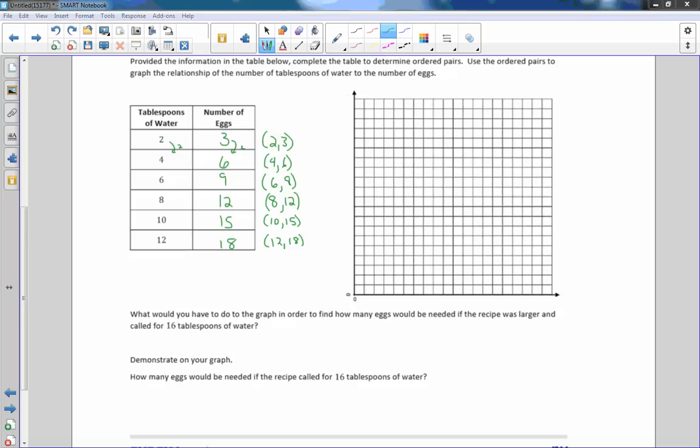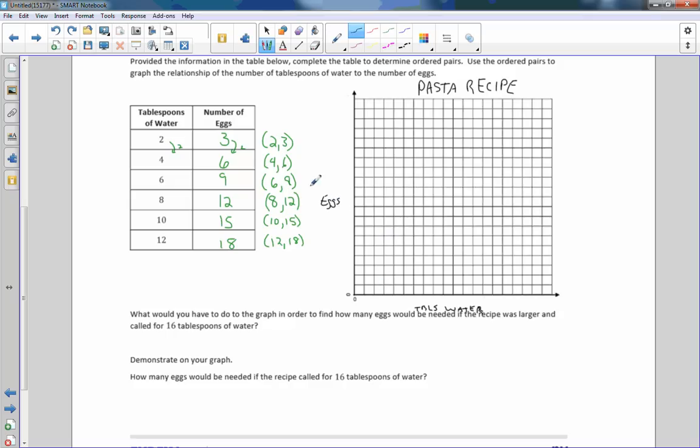Okay, so now we're going to use those ordered pairs and graph the relationship. So remembering from the last problem, we want to have a title. And we're talking about pasta, so it's a pasta recipe. We could have said eggs per water or something like that. But the bottom here is tablespoons water. I'm going to abbreviate because of the room. They didn't give us much room to write this. And then over here is eggs.